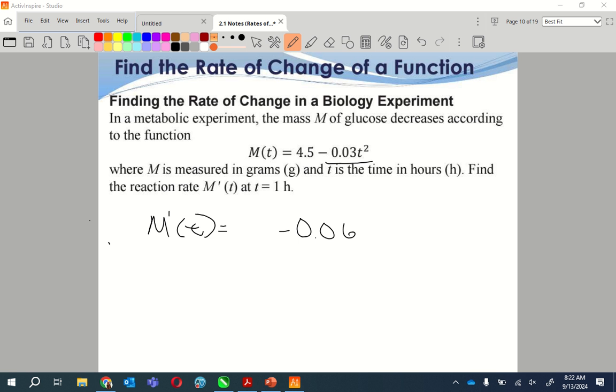Say subtract 1. Subtract 1. So, this is why it's voodoo. It's weird, but it works every time. The exponent multiplies by the coefficient. And then I subtract 1 from the exponent, so that's just going to give me t. So I subtract it from the exponent, so I'm left with that.